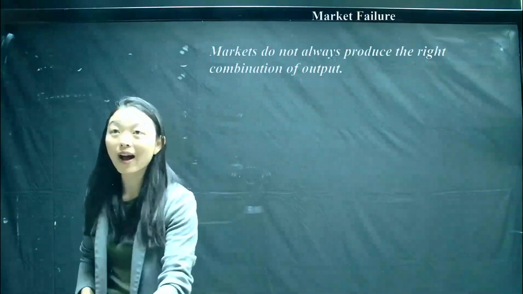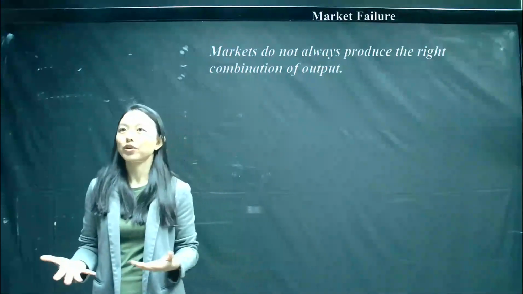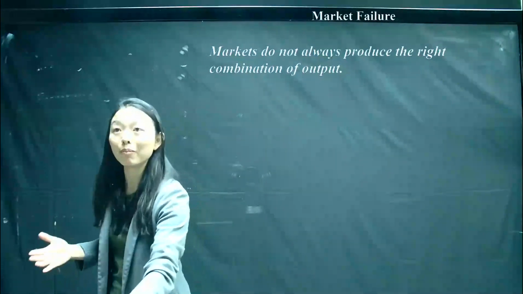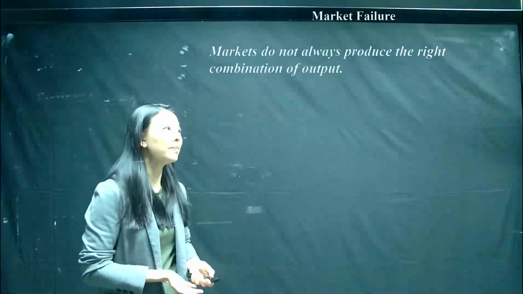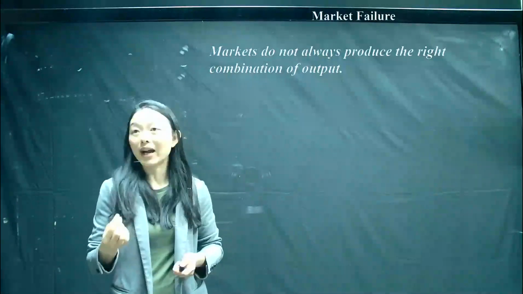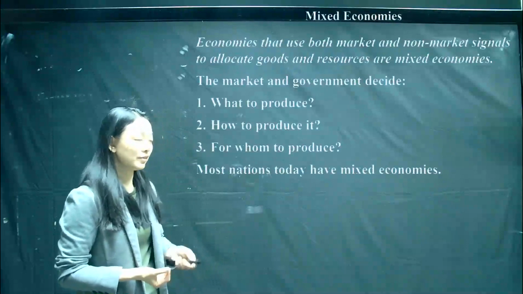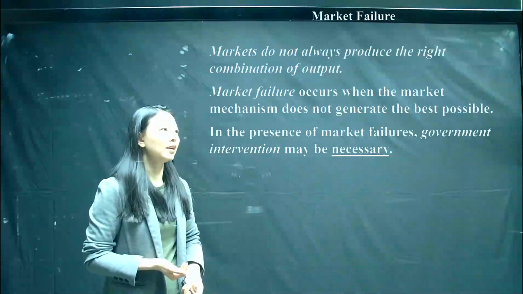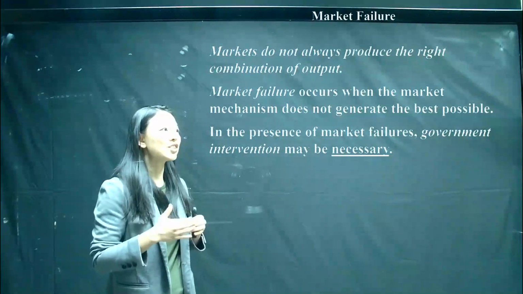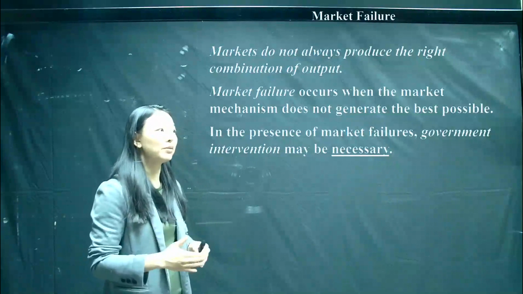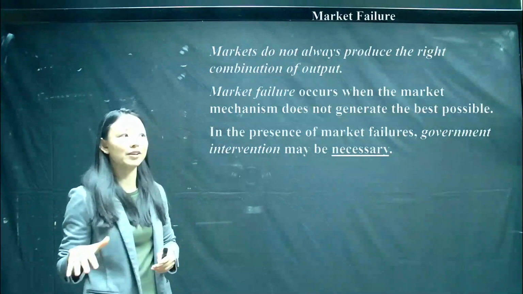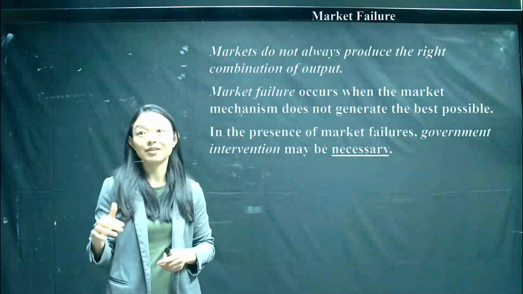And now let's look at why nations currently use mixed economies. If the market decides everything by itself, the market will sometimes face failure. Okay, so market failure means the market does not always produce the right combination of outputs. Market failure occurs when the market mechanism doesn't generate the best possible combination of outputs. So in the presence of market failure, government intervention is necessary.